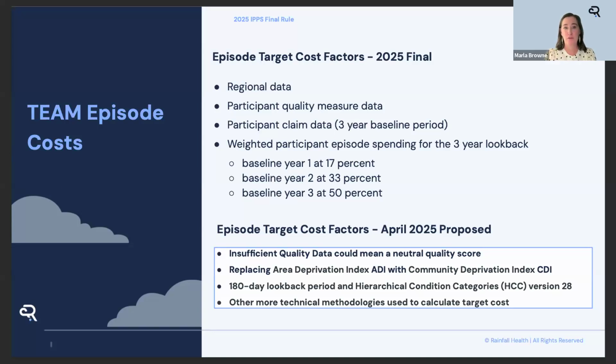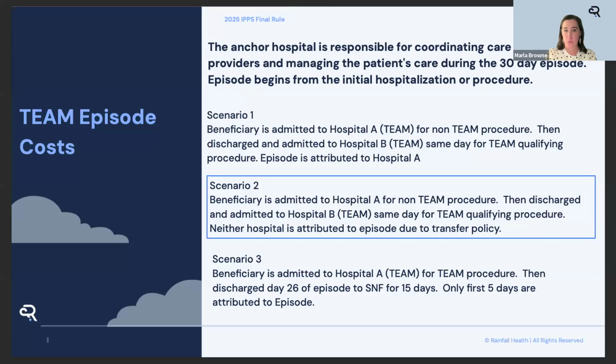Okay, so we've reviewed factors that contribute to target episode costs. I want to switch gears and talk about anchor hospitals. As we know, the anchor hospital is responsible for coordinating care with other providers and managing the patient's care during the 30-day episode. The episode begins from initial hospitalization or the procedure, so we can think of the anchor hospital as the central point of care for the episode duration.